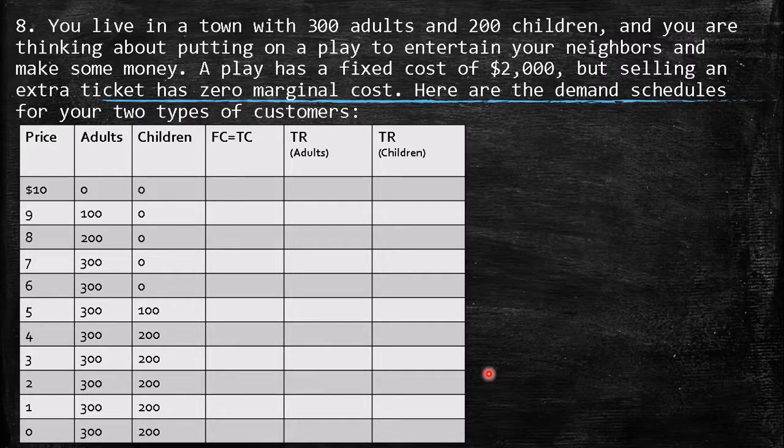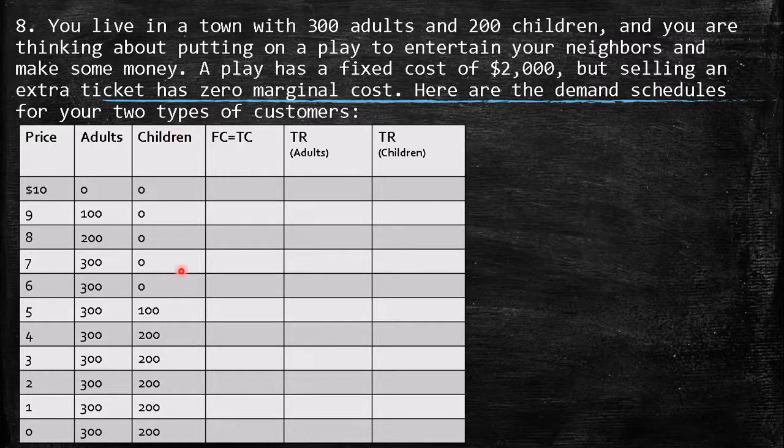So here are the demand schedules for your two types of customers. Here we have the price from 10 to 0 in decreasing order, and here we have the demand for adults and children. Naturally, by the law of demand, when we charge a higher price, we have a lower demand. Something interesting here: even as prices get lower, the quantity stays at 300. How come? Basically because the population of this town is at most 300, so even if I provide it for free, there are just 300 people who can use this play.